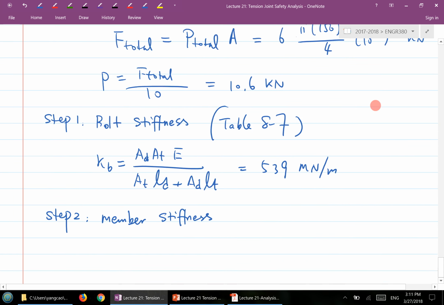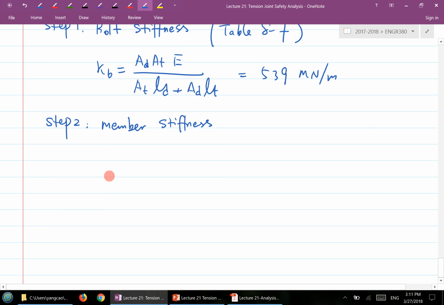In this case, it's actually not bad. All you need to do is sketch 2 members, and both members happen to have the same thickness. The first one is steel, the second one is cast iron. Both have the same thickness of 20 millimeter.